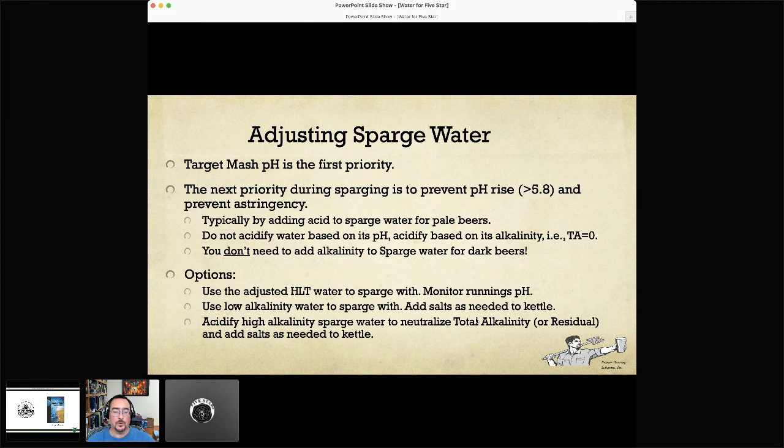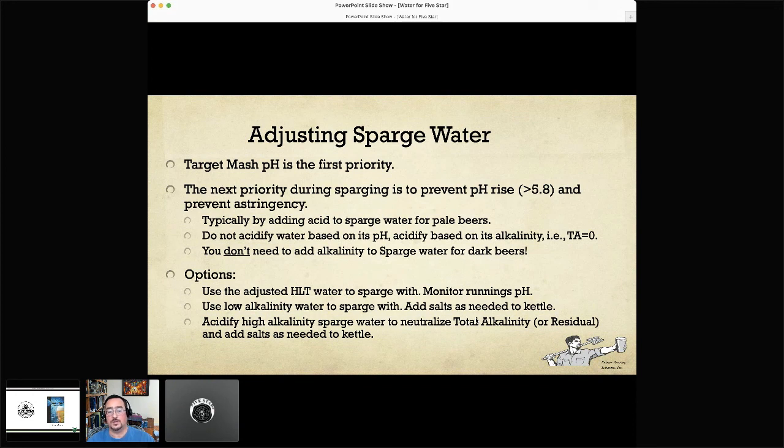Different options for managing sparge. If you have a large hot liquor tank that you can adjust ahead of time and brew and sparge with that, great. Always monitor your runnings pH, and taste your final runnings as well. That's a good way to catch it if you don't have a pH meter and you're worried about astringency. Just taste your final runnings. You can taste that astringency there.